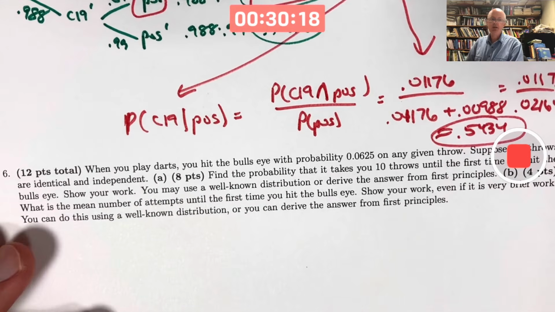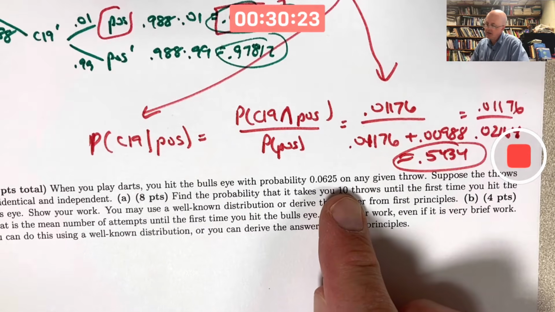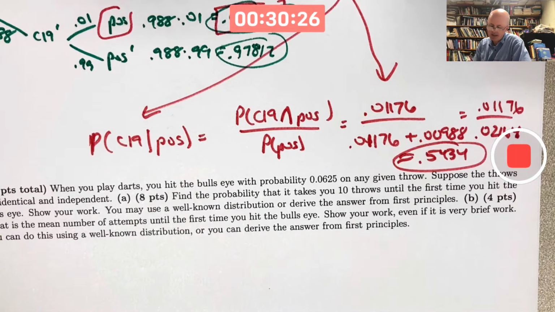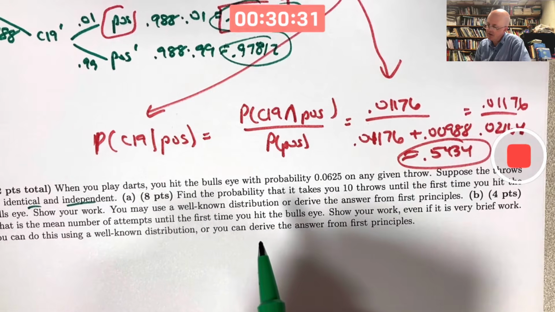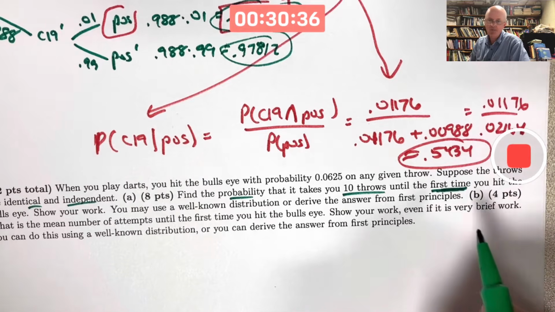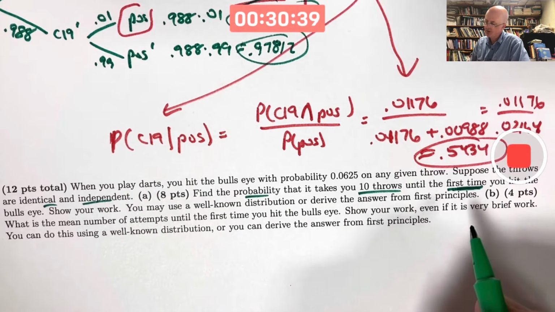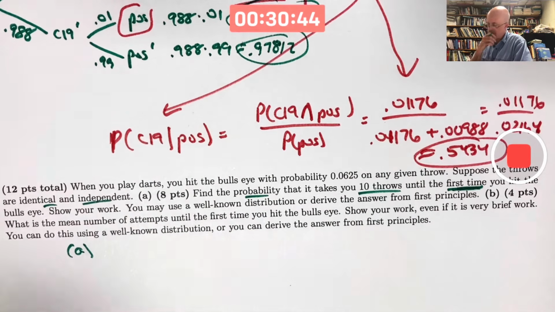Number 6, when you play darts, you hit the bullseye with probability of 0.0625 on any given throw. Suppose the throws are identical and independent. Sounds like we're dealing with a random variable here, kind of like the softball. Find the probability that it takes you 10 throws until the first time you hit the bullseye. Show your work. Okay, then once again, just like with the softball one with the binomial random variable, we can either show work from first principles or use a known formula. It's easier to do either one in this case.